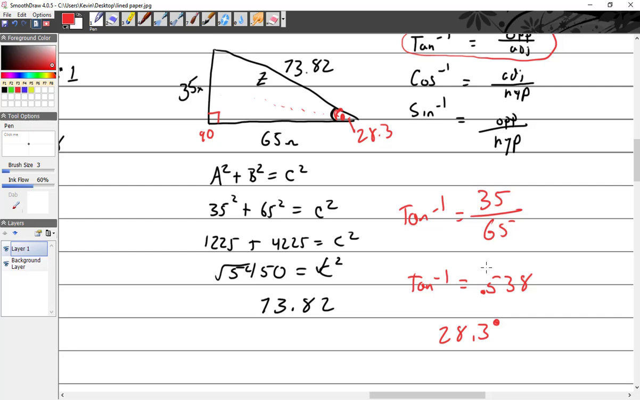Does the tangent give you the ratio of the two sides? Yes, tangent does. And the arctangent gives you the angle based upon the length of the sides. So tangent is used to find the sides with a known angle. We need to find an angle based upon known sides, so we use tan minus 1, or arctangent.